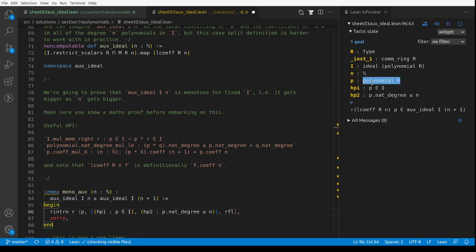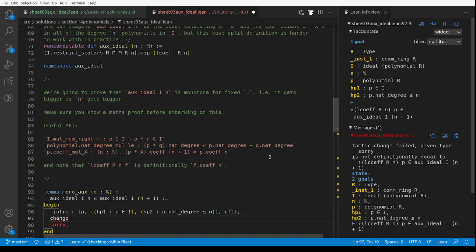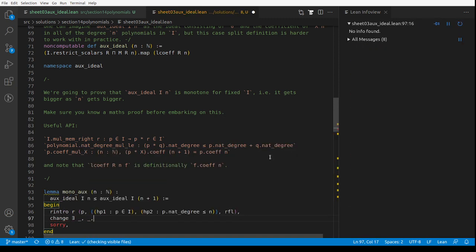We've got a polynomial in I and its degree is at most n, and now we're interested in the coefficient of x to the n, and we claim it's in the ideal of coefficients of x to the n plus 1 in polynomials of degree n plus 1. So this is where we need to use P times x, I guess, because my guess is that this is change exists something something. Can I do that?